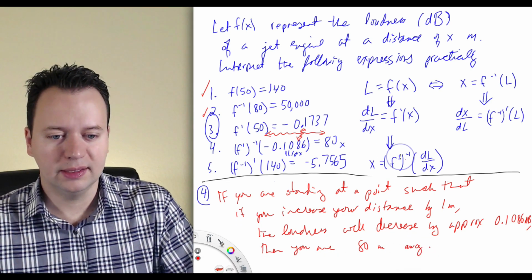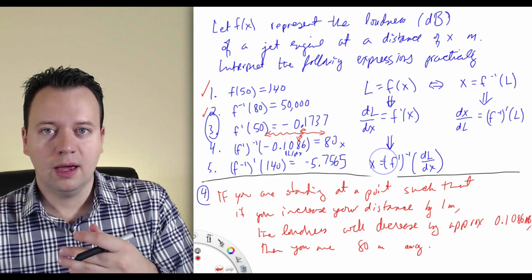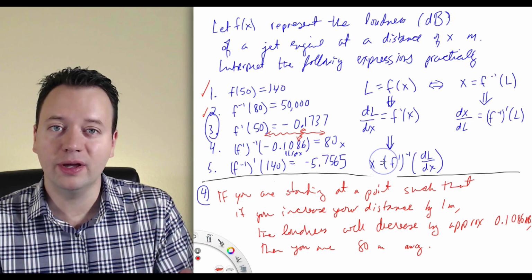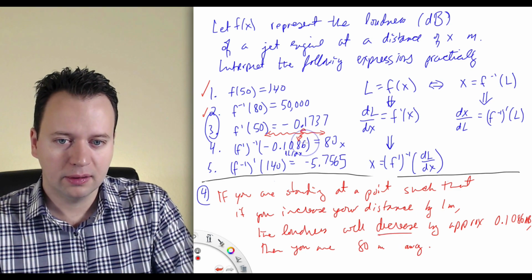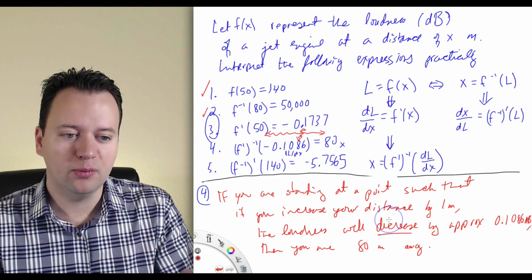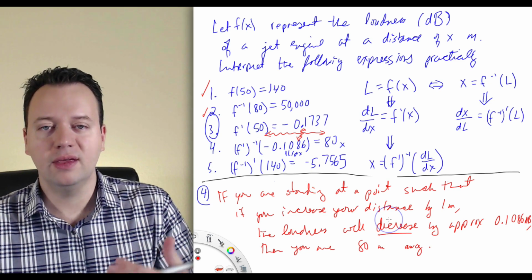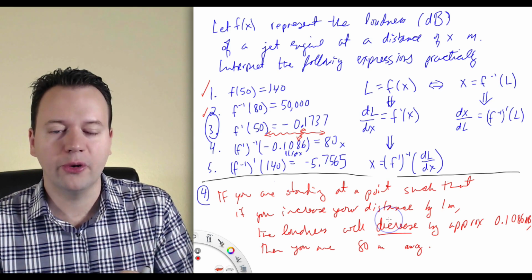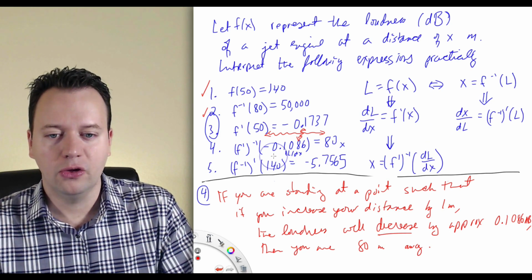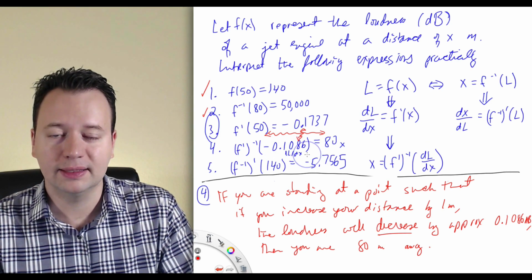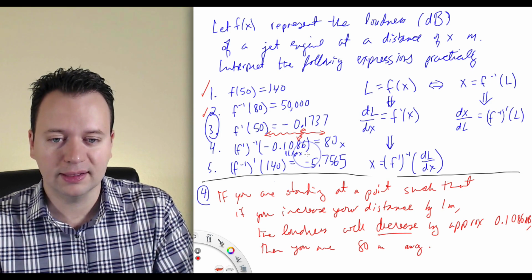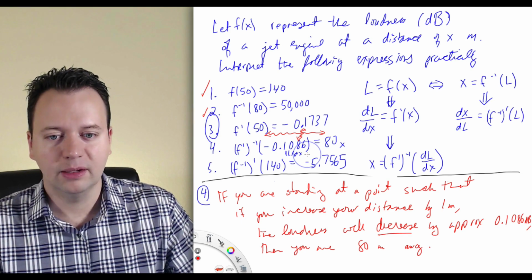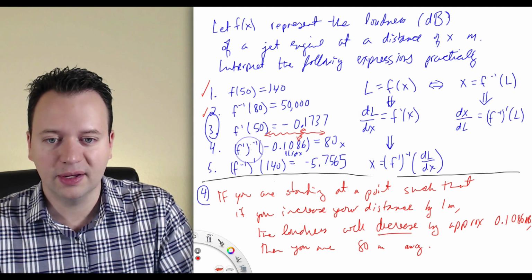So basically we can say that the point at which an increase of 1 meter in distance results in a decrease, so that's negative, that's the negative sign right here, a decrease of approximately 0.1086 decibels, then the distance is approximately 80 meters away. So it literally corresponds to, at a distance of 80 meters, you'll have a decrease of 0.1086 decibels in the loudness for standing 1 meter farther away. So we'll start with the 0.1086 because that's the input.